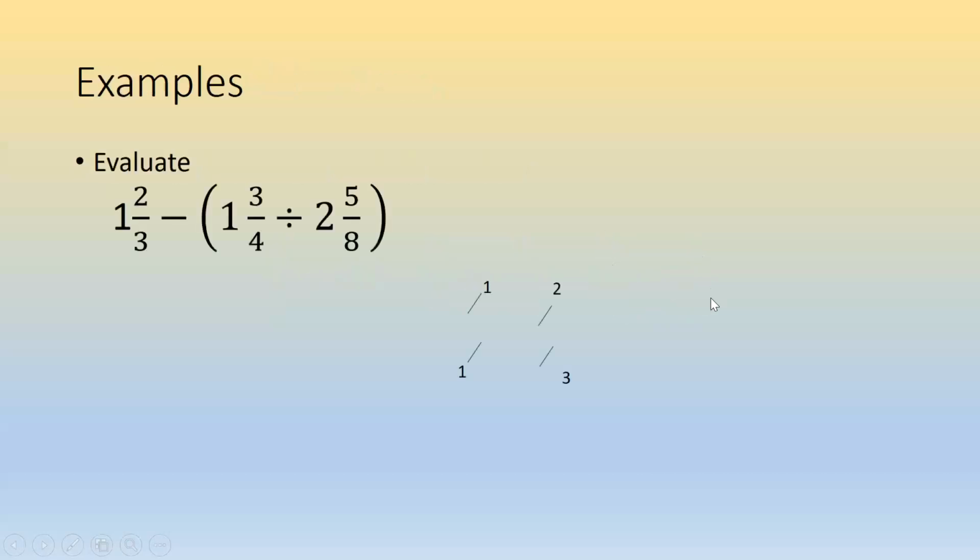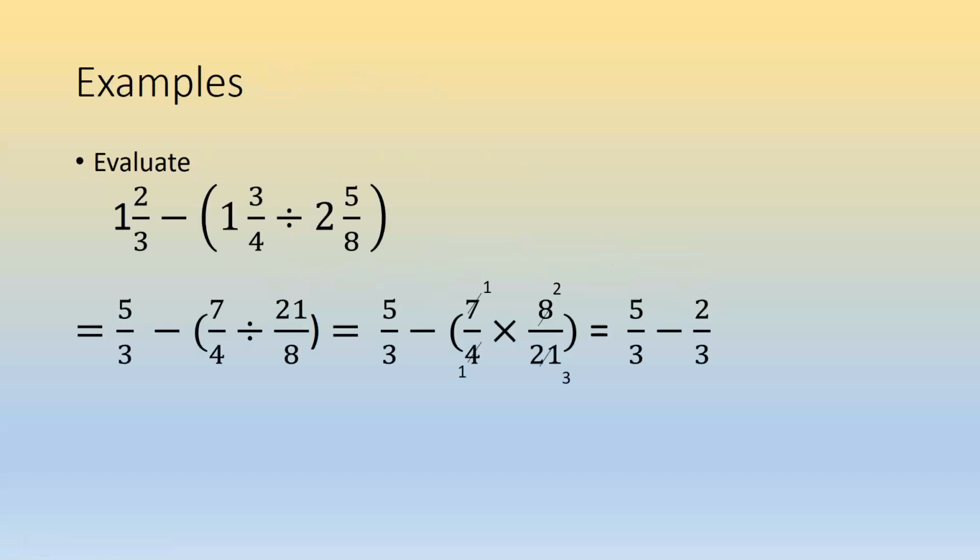Okay. Assuming you have an example here, and you are asked to evaluate 1 whole number 2 over 3 minus, in brackets, 1 whole number 3 over 4 divided by 2 whole number 5 over 8. Here, you need to change all your mixed fractions to improper fractions for easy simplification or easy computation. When you do that, you deal with those in the brackets. So here we have changed them into improper fractions.